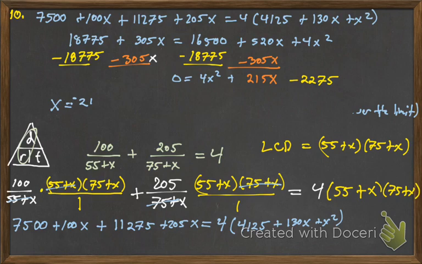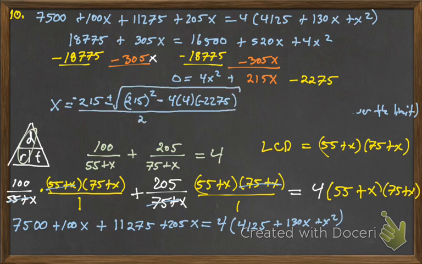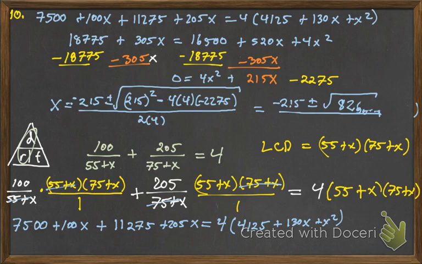So it's going to be negative b, that's negative 215, plus or minus b squared, which is 215 squared, minus 4 times negative 2275, and that's all under the square root, divided by 2 times a, which is 4. It's going to be negative 215 plus or minus the square root of 8. It looks like this didn't get erased real good. I think that was 8. 625. Yes, 625. Sorry about that. Okay. And the denominator is 8.